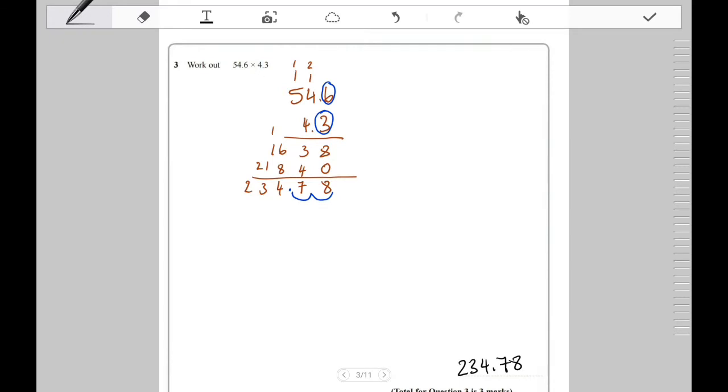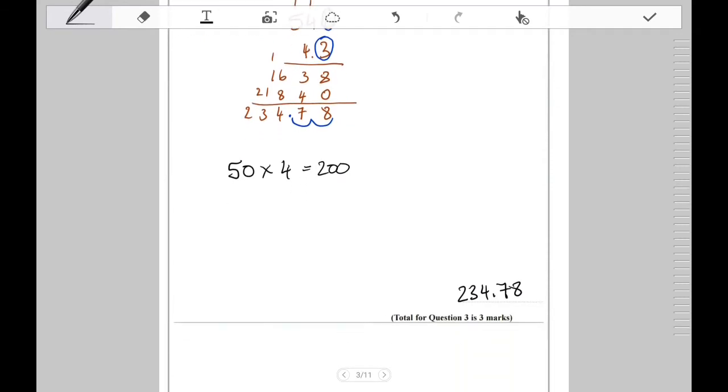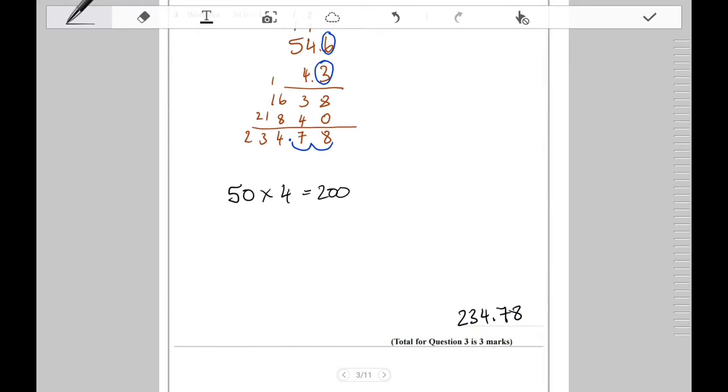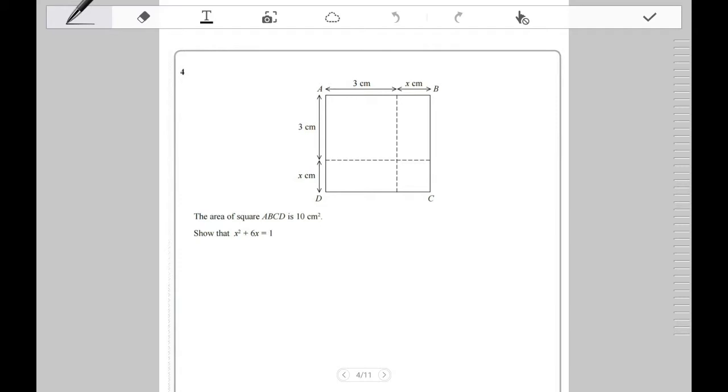Now, if you want to have an idea if where you've placed your decimal point is correct, think about it like this. If we were to estimate that as 50 times 4, that's about 200. So we're roughly close to 234. That gives us a sort of sanity check to know that we've placed the decimal point in the right place.